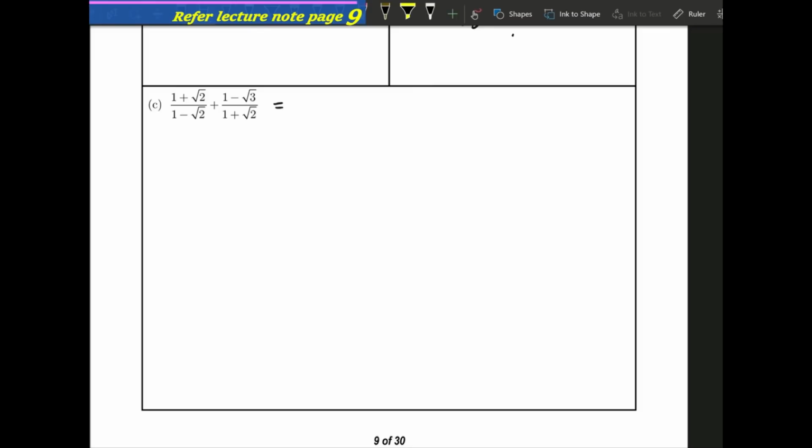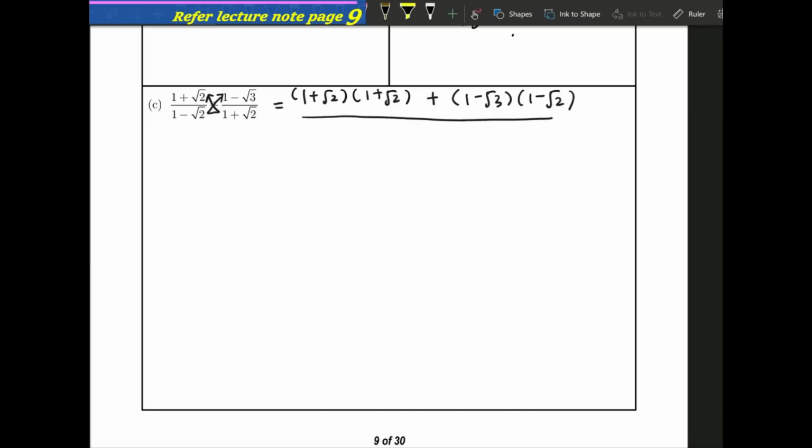If that two fractions have different denominators, we need to make them similar first. What should we do? We will cross multiply. When we cross multiply, 1 plus surd 2 multiplied by 1 plus surd 2, plus 1 minus surd 3 multiplied by 1 minus surd 2.